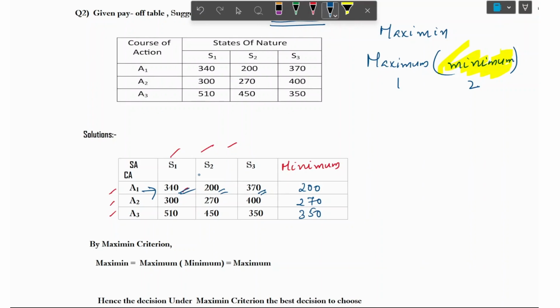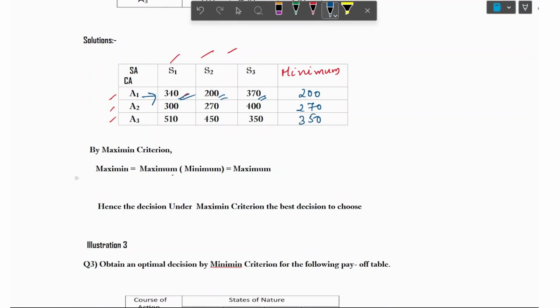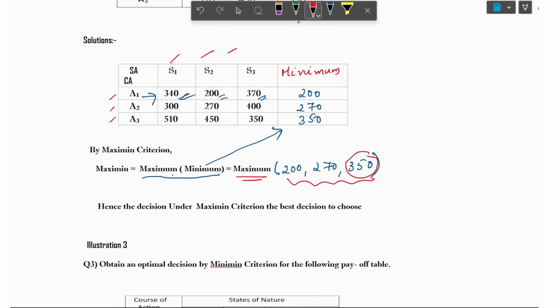Now see here, maximum of minimum, right? Therefore, we are going to write it by the Maximin criteria. Here I have written Maximin. What is the meaning of Maximin? Maximum of minimum. Therefore, in this bracket I am filling in the values. What are the minimums? That means from this column, 200, 270, 350. Now see what you want to find: the maximum of these values. Which is the maximum value here? That is 350, right?